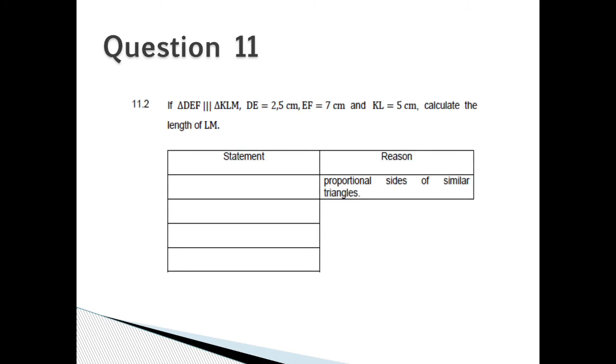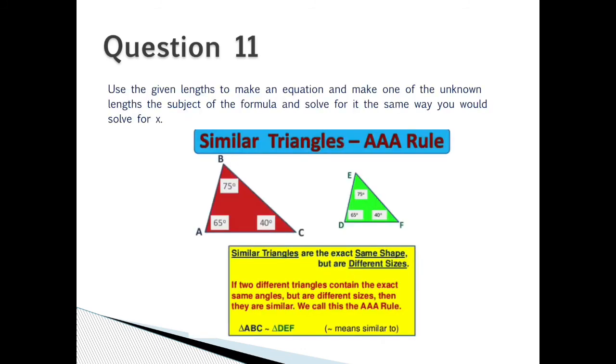One of the reasons that are provided is the proportionate sides of similar triangles. You need to use the given lengths to make an equation and make one of the unknown lengths the subject of the formula and solve for it in the same way you would solve for x. So we need to remember similar triangles, angle, angle, angle rule.